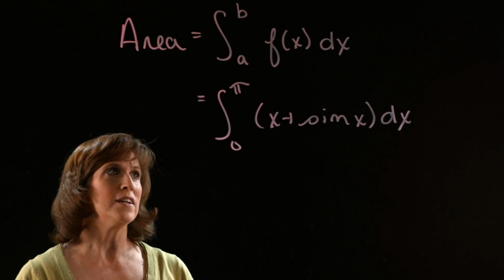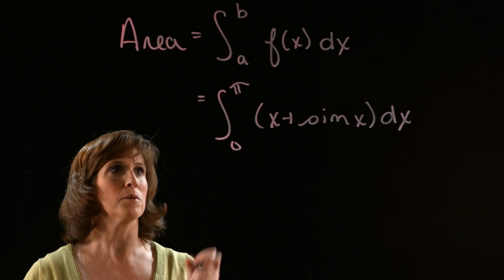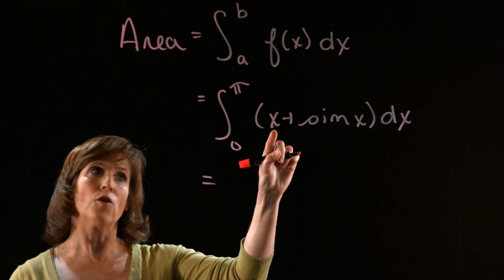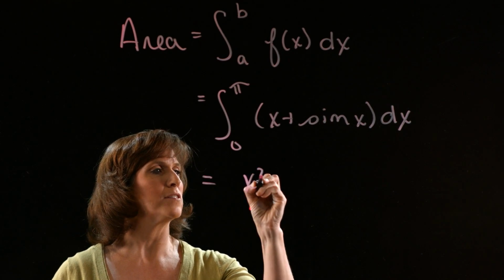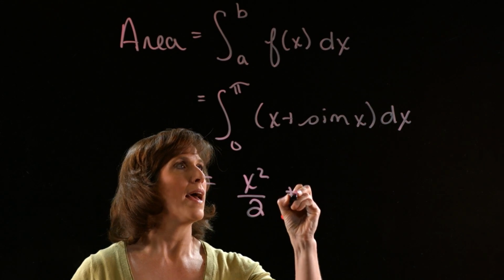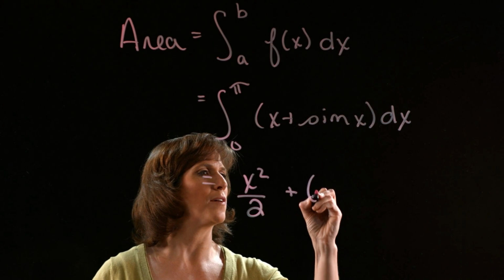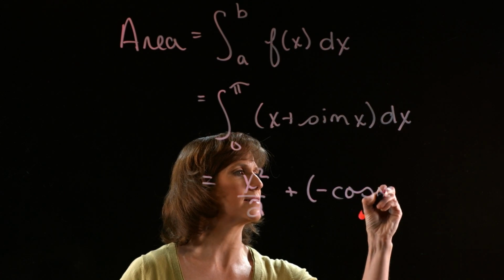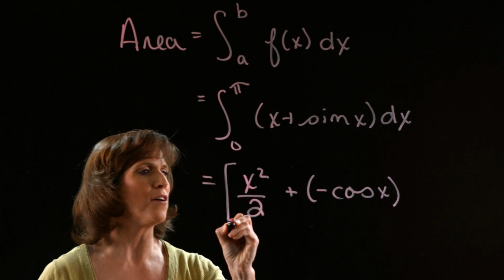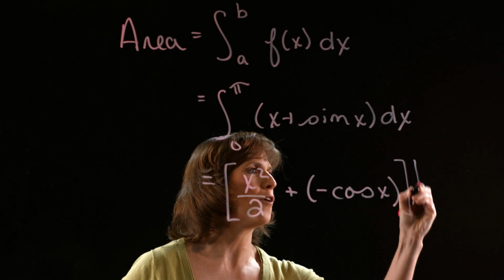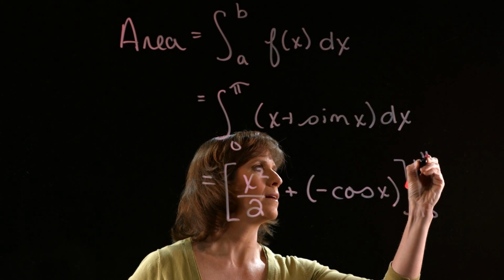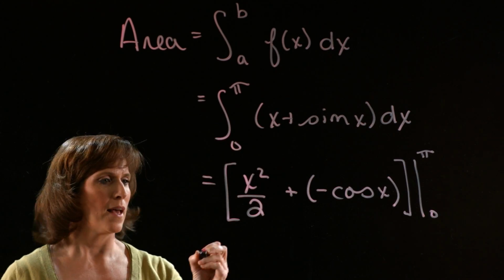Okay, so I have my definite integral. Basic rules will apply for this one. The integral of x dx is x squared divided by 2. And the integral of the sine is minus cosine. So I've got minus cosine of x. And then I'm going to evaluate all of that from 0 to pi.